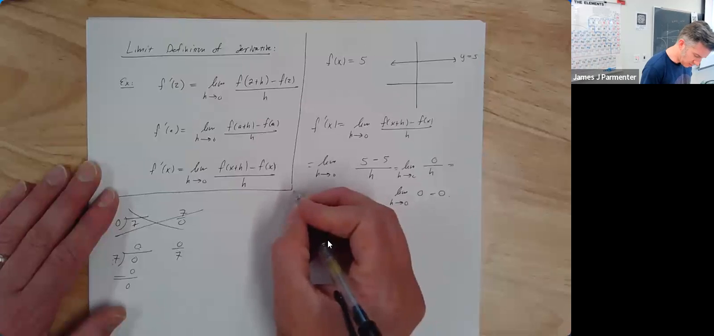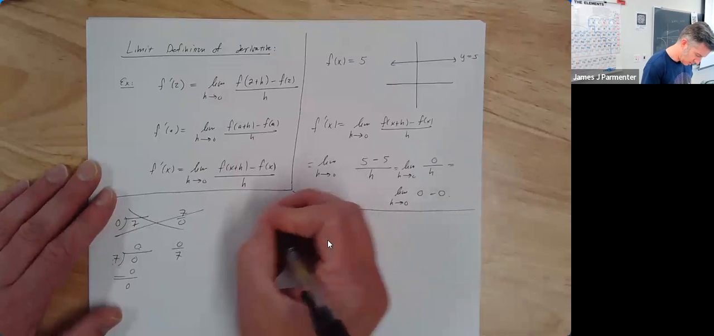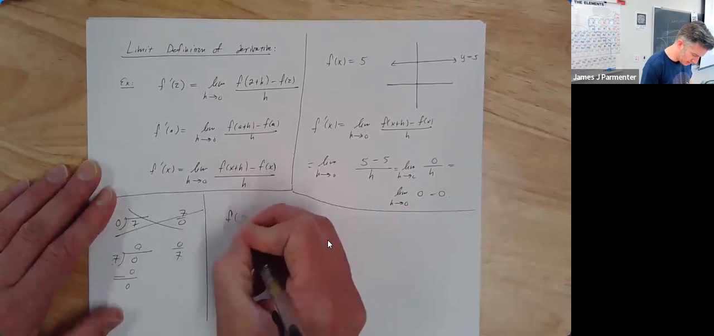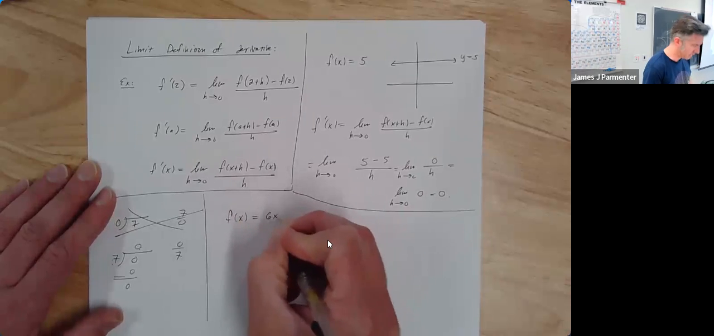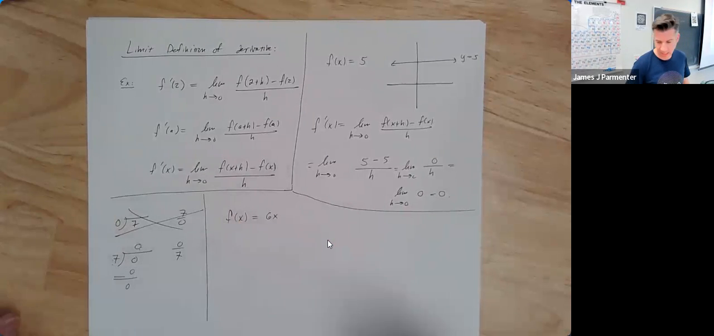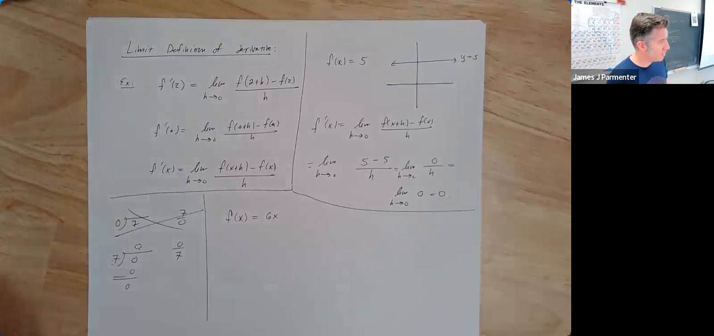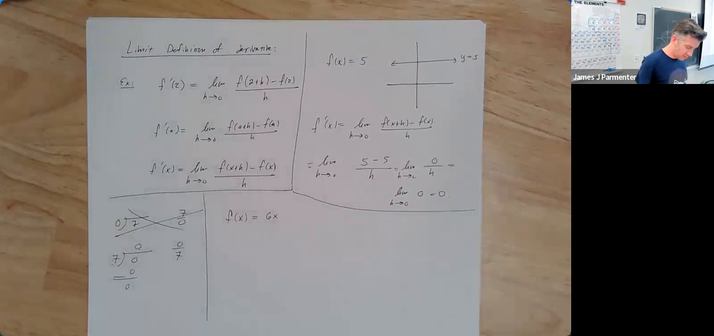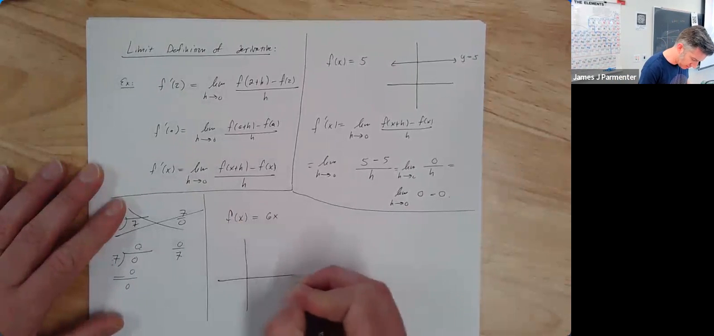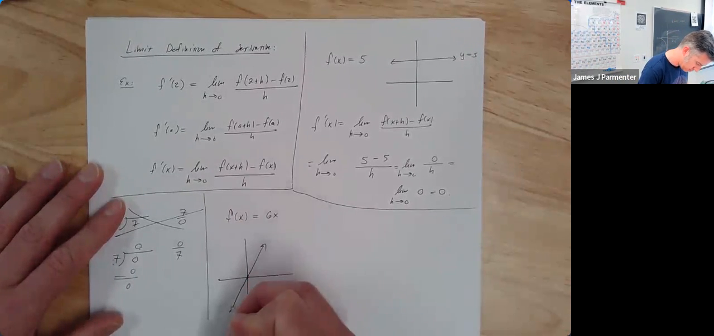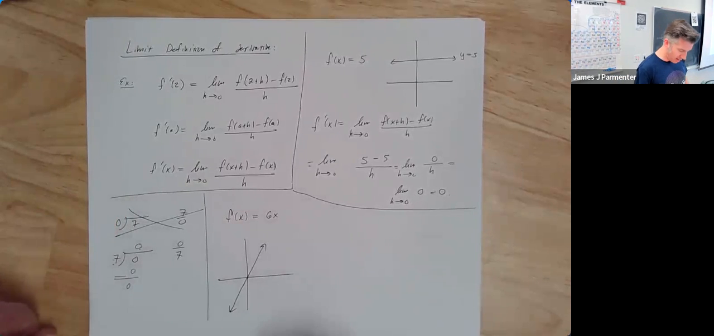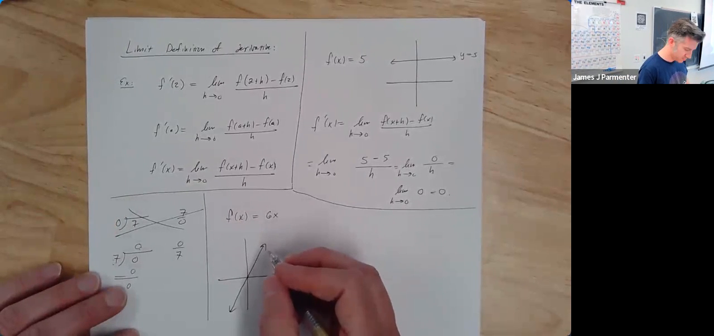Okay, well, let's make it a little more interesting. What if our function now is 6x? Well, again, this one, I think you all could answer what the derivative is without actually doing any of the work. Right, if we graph that function, it definitely looks like a line whose slope is 6.